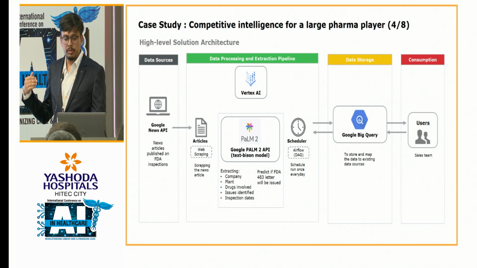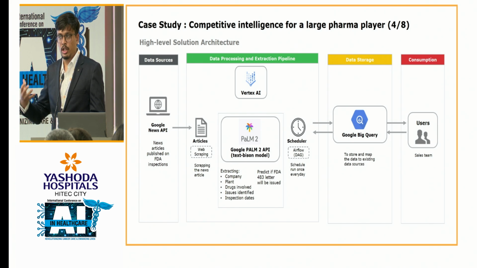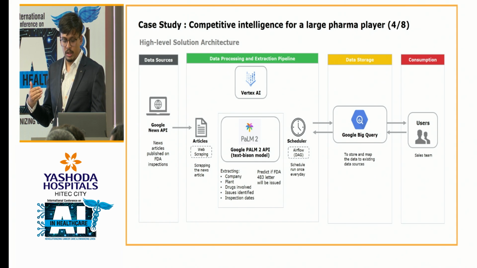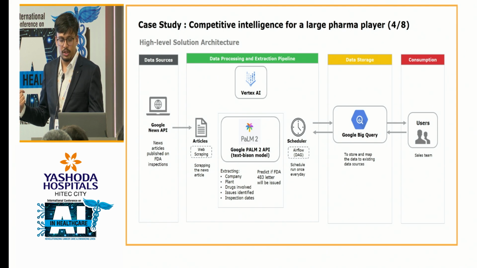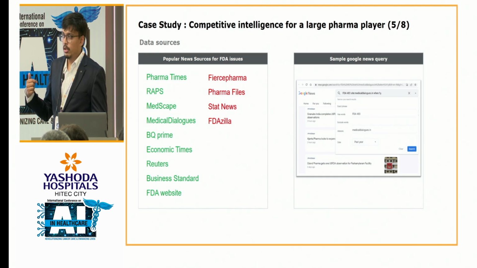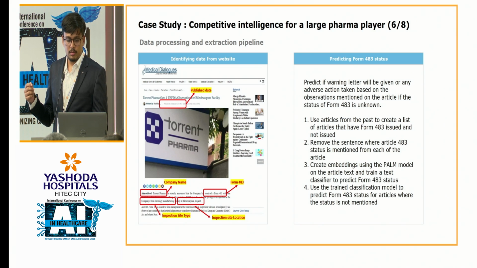We have a web scraping methodology that extracts information from the news articles. Generative AI takes these news articles and converts them into a tabular, workable format, and then a scheduler simply runs this at a specific time every day. All this then goes back to data storage, where it gets stored, and then users consume it, right? These are some websites where you have news articles about FDA sources.